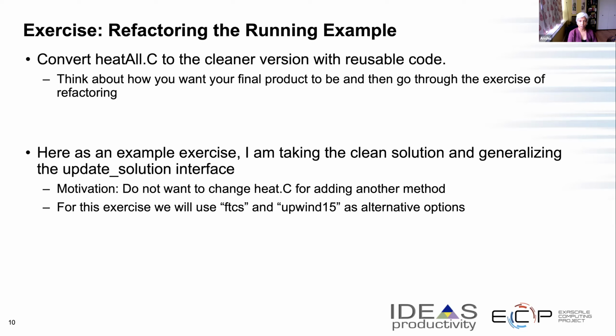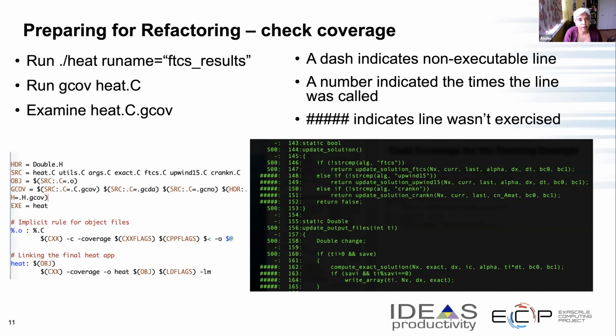Right now, if we go back to the design in that repository, you will see that we have three different implementations of heat.c, one for each method of integration that we are utilizing. For this exercise, we will use FTCS and Upwind 15 as alternative options, and we will generalize them into a single heat.c, so that we can add another method without modifying the code. So here we are preparing for refactoring.